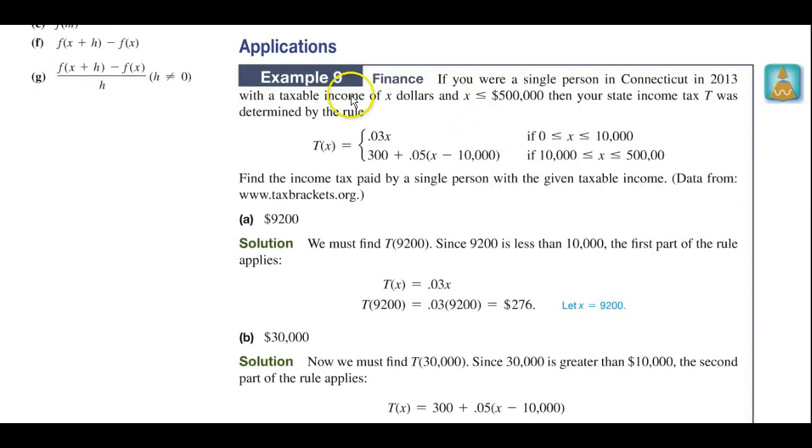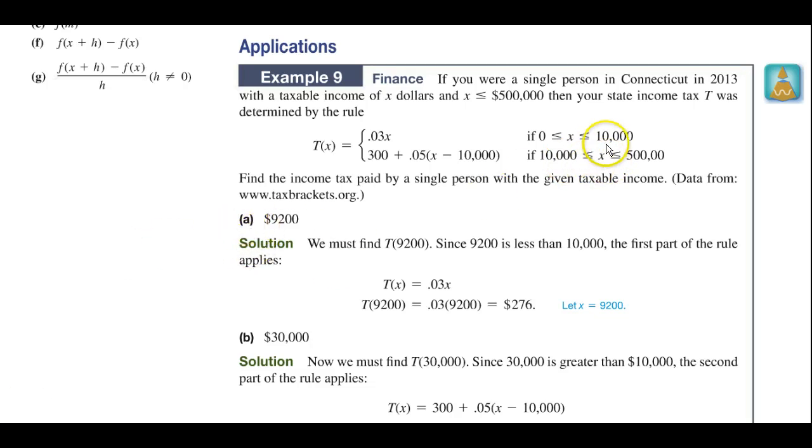All right, let's go on to applications now. Example 9. If you were a single person in Connecticut, which we are, many of you, not me, in 2013, with a taxable income of X dollars, and your earning was less than $500,000, then your state income tax was determined by this rule. So you had this and this, sort of that piecewise function that we spoke of earlier. And they're giving this qualification and then this qualification. So it's sort of in two parts.